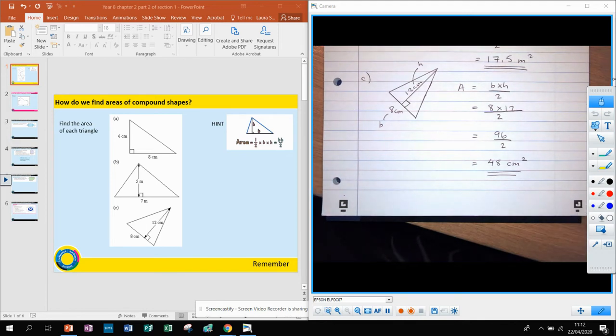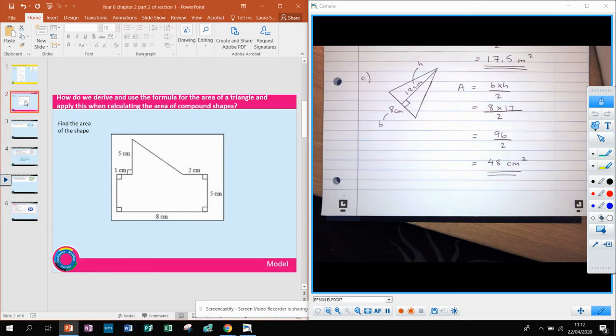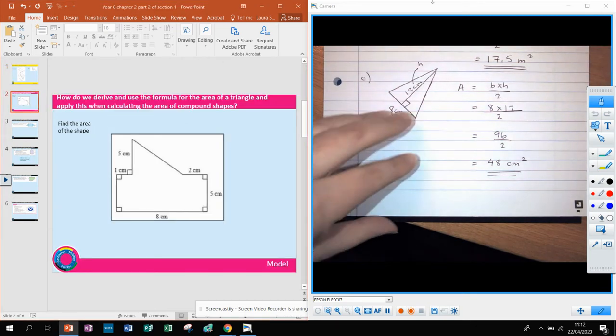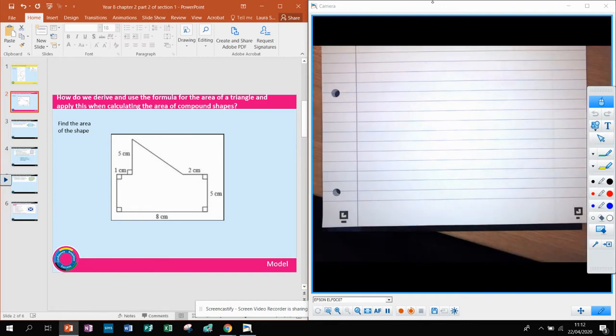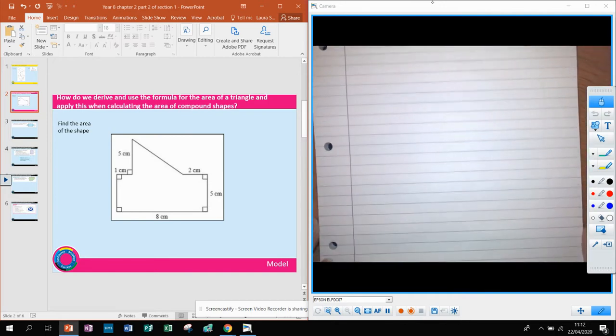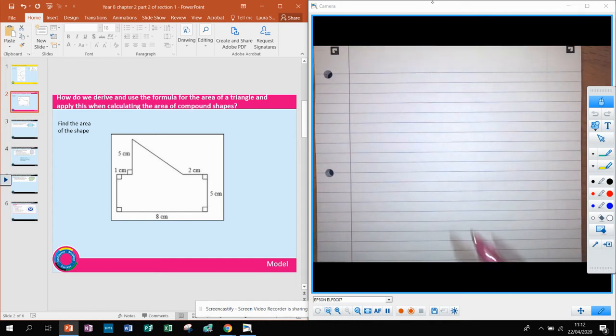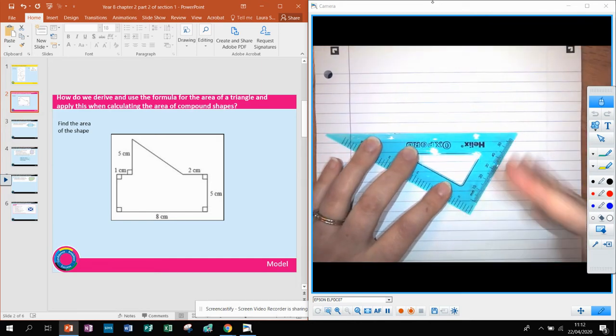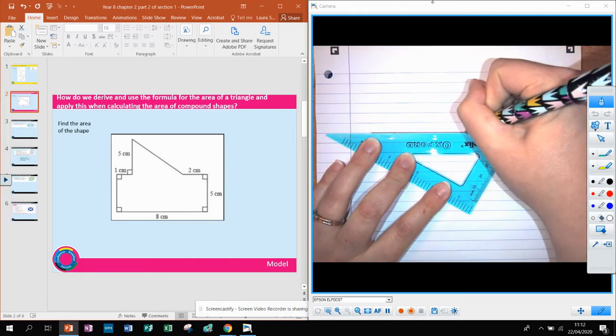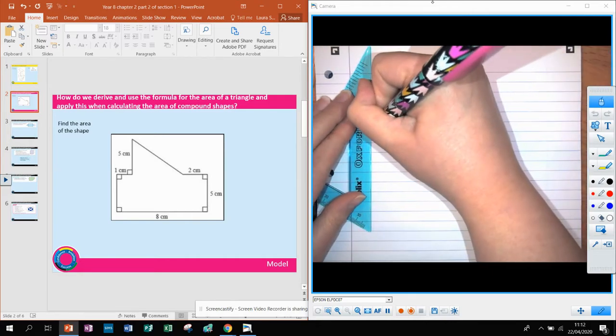All right, we're going to look at compound shapes today, though. So let's take a look at this particular shape here. The shape we have in the PowerPoint is made up of two shapes, and that's why we call it a compound shape. It's made up of a rectangle and a triangle.